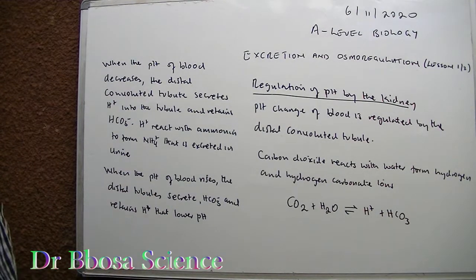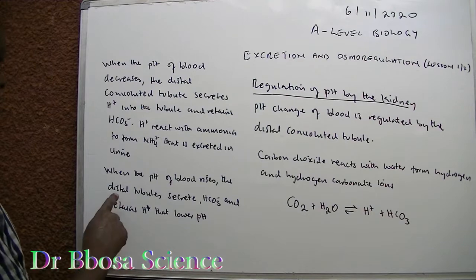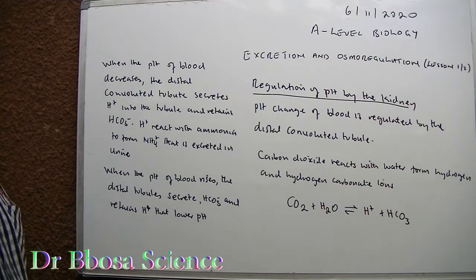When the pH of blood rises, the distal tubule secretes hydrogen carbonate ions and retains hydrogen ions that lower pH.